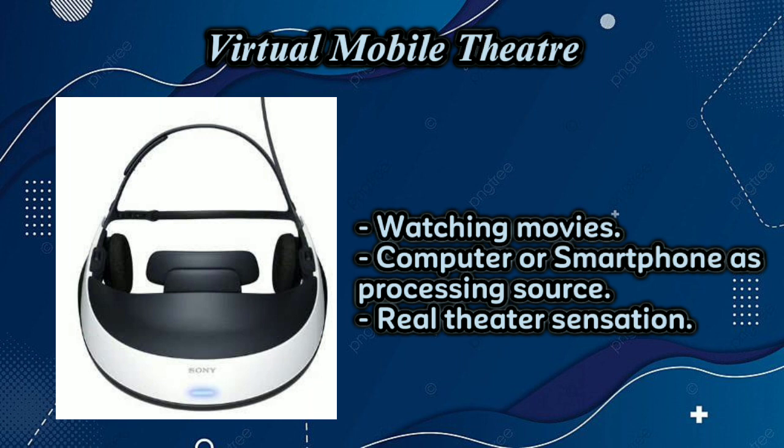This type of VR is used to watch movies on this device using a computer as a processing source. By using this type, the movie will feel like you are in a real theater with a big screen and immersive sounds. An example of this type of VR device is from Sony. Virtual mobile theater requires a processing source in the form of a computer or smartphone. By using this type of virtual world, the movie you play will feel like you are in a real theater with a big screen and exciting sounds. Of course, it will feel as real as if you were in the film.